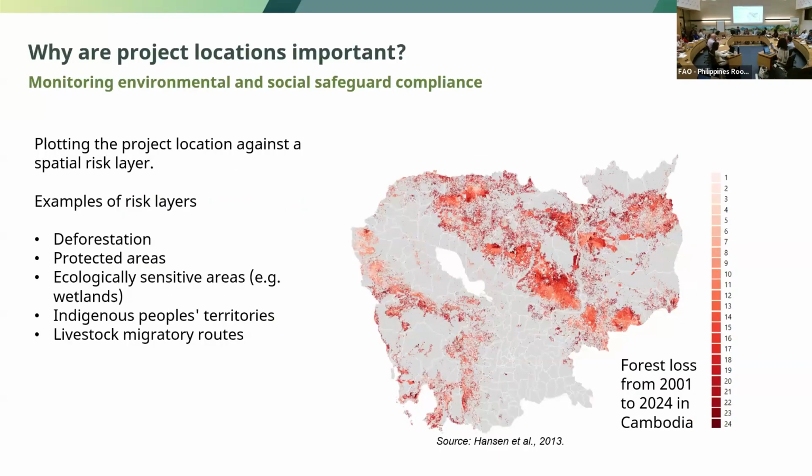This data is also extremely important for safeguards. So banks are scared of, we want to do good, but we also have these rules to protect ourselves from unintended negative impacts. So once we have the location data, we can map them against, let's say, I call them risk layers: deforestation, protected areas, ecologically sensitive areas, or livestock migratory routes. So if we don't know where something happens, then we can't assess the risk properly.